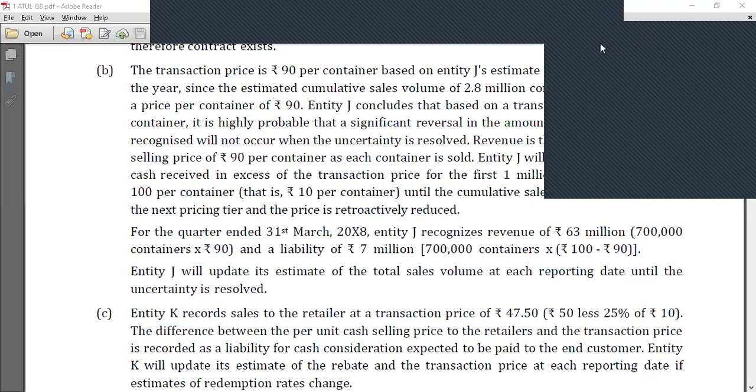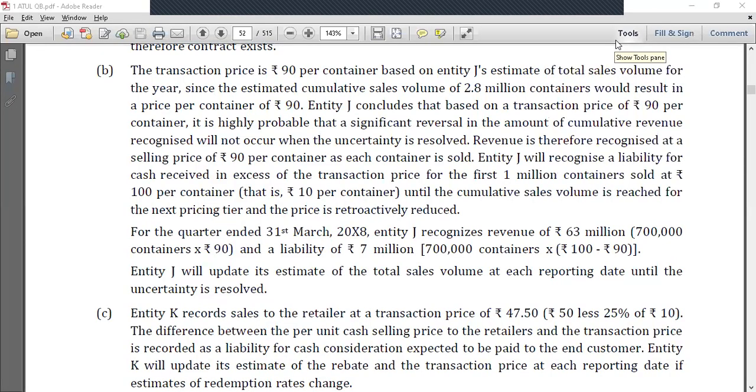Generally, how is the answer? It goes like this: the transaction price is 90 rupees per container. What is the transaction price? 90 rupees per container, based on the entity J's estimate of the total sales volume for the year.